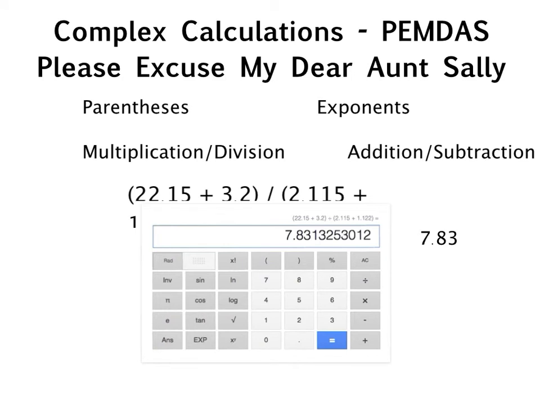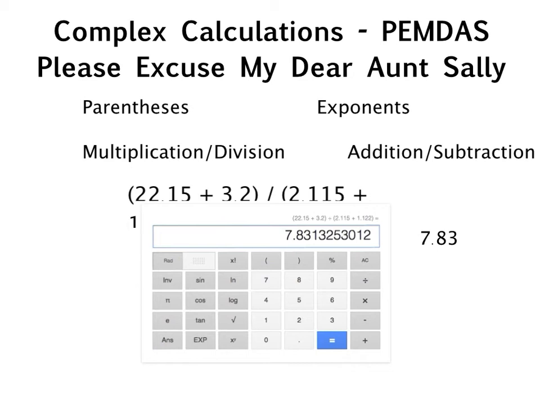When dealing with complex calculations, first we have to remember our order of operations, or please excuse my dear Aunt Sally. Parentheses, exponents, multiplication, division, addition, subtraction. Now remember, multiplication and division, and addition and subtraction, those two sets of operations hold equal weight. When you have equivalent operations, we always evaluate from left to right. Now don't worry, that situation is very rare in introductory chemistry.